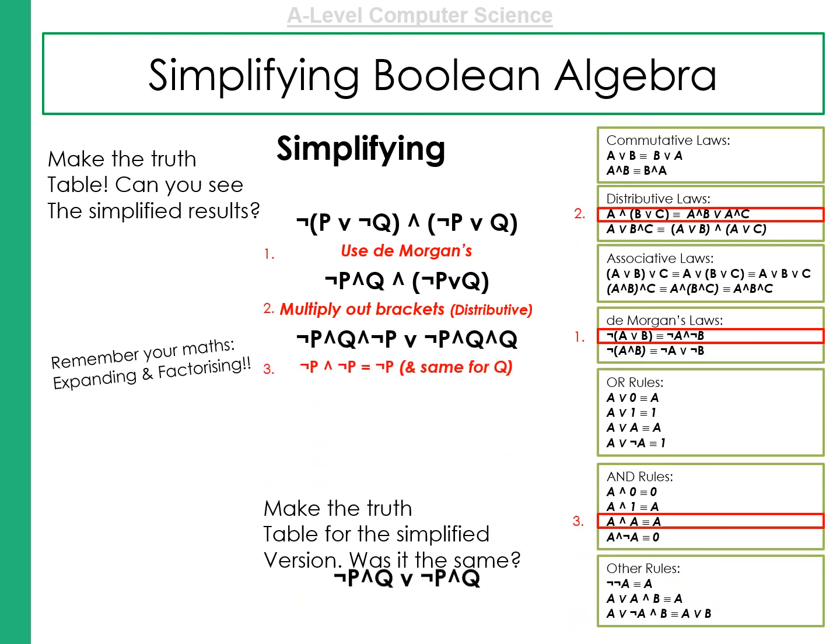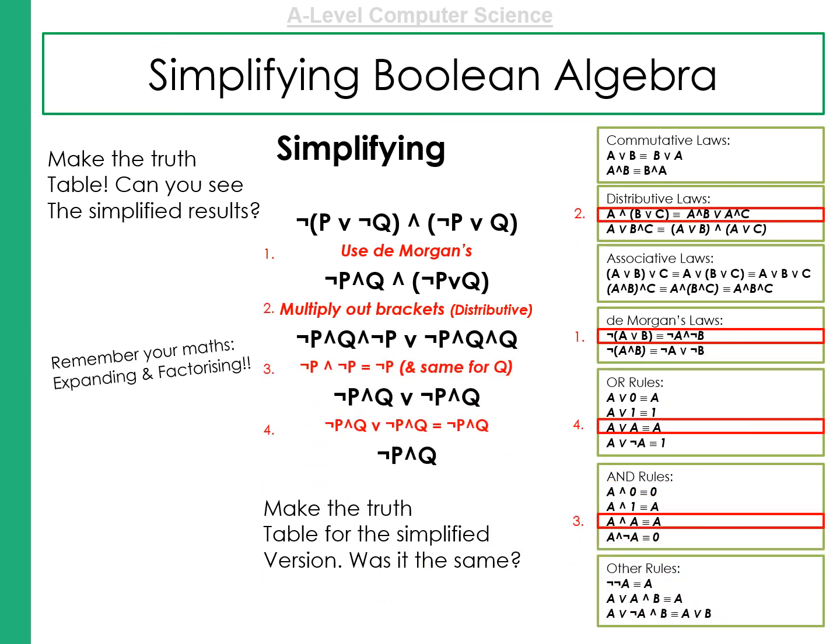So here's a new expression. Before we start though, I want you to make the truth table for the top expression. Let's see if we can figure out what the simplified version would be just from looking at the truth table. So first of all, let's use De Morgan's law. We've got not (P and not Q), so we can remove the brackets and turn that into an OR.